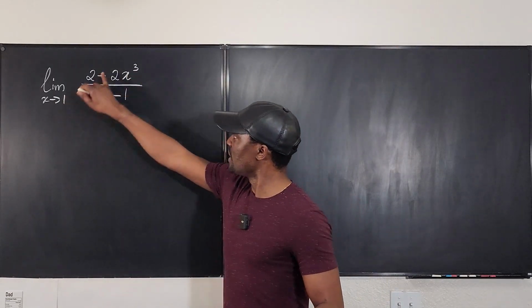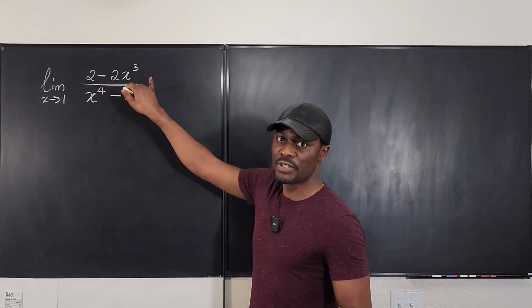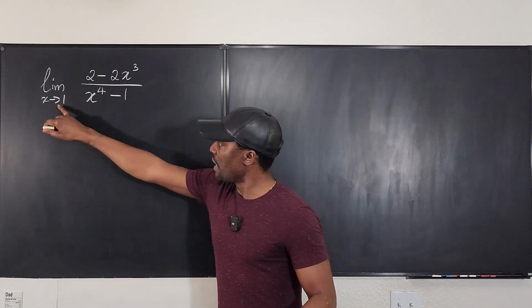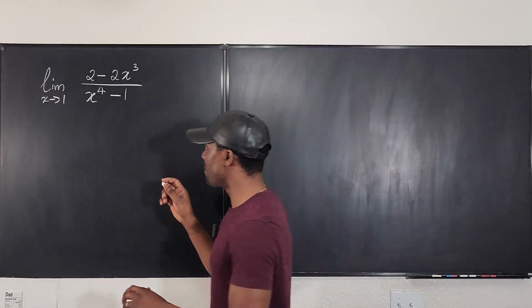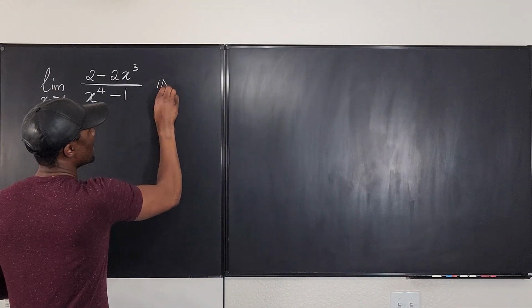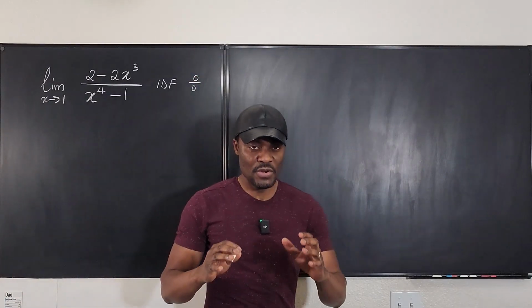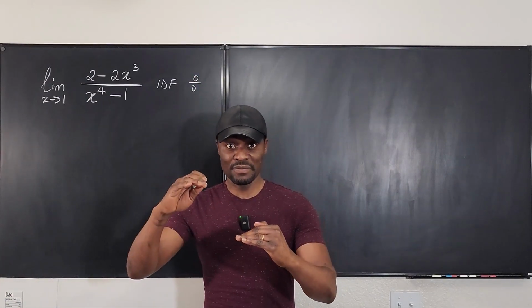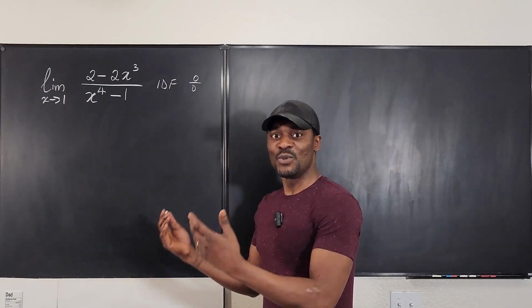So if we plug in 1 here, we're going to have 2 minus 2 times 1 cubed. That's 2 minus 2, which gives us 0 on top. And under it's going to be 1 to the 4th, which is 1 minus 1, 0. So we have an indeterminate form, 0 over 0. So remember, when you have 0 over 0 indeterminate form and you can use L'Hopital's rule, then go ahead and use L'Hopital's rule.